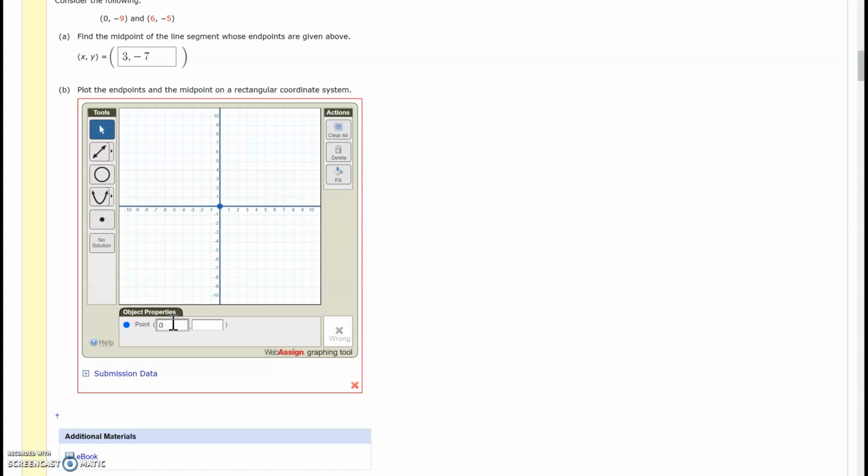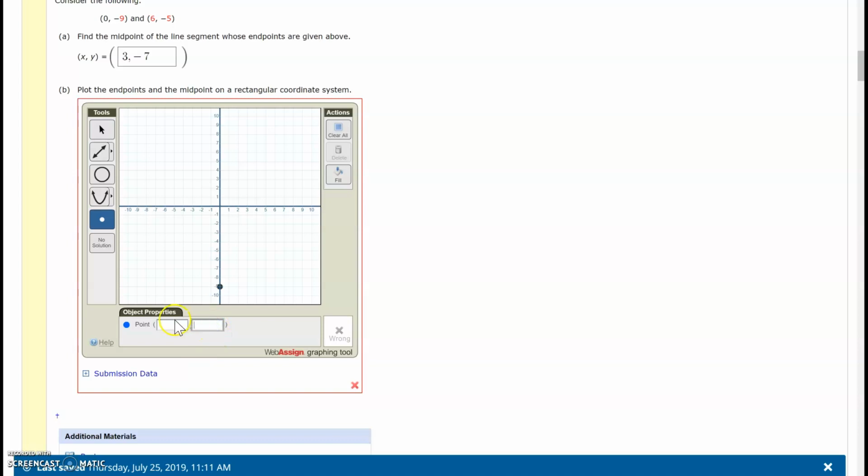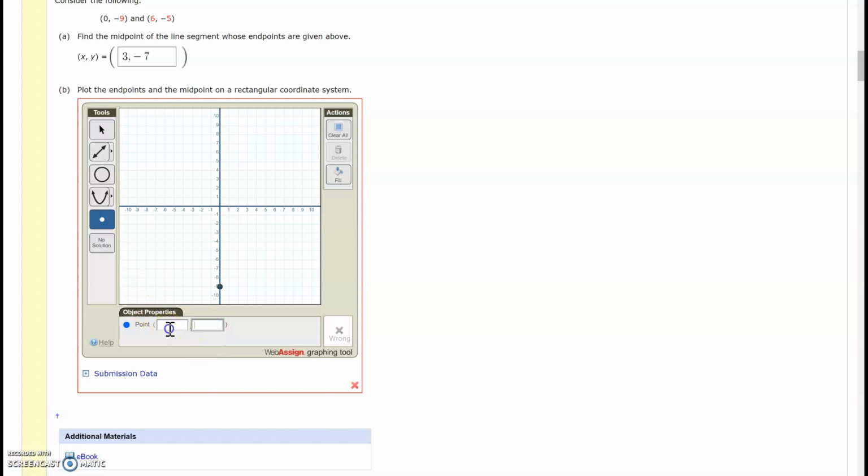So let's write down 0, -9, because that was one of the points that they gave us. So that's one of them. And now I'm going to go ahead and put in another point. My other point is going to be 6, -5. So that's the endpoints.